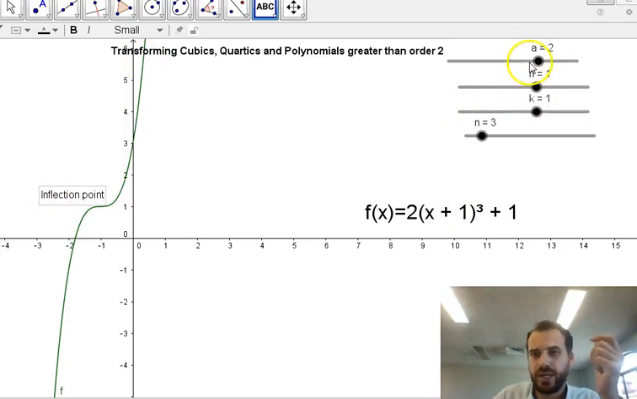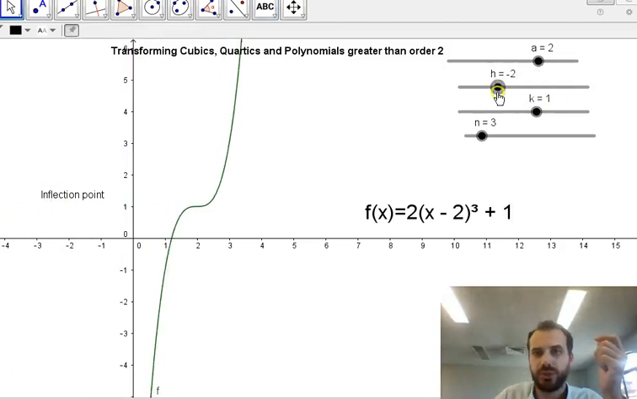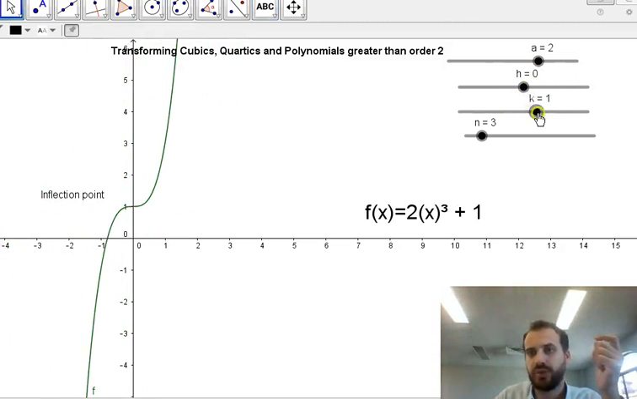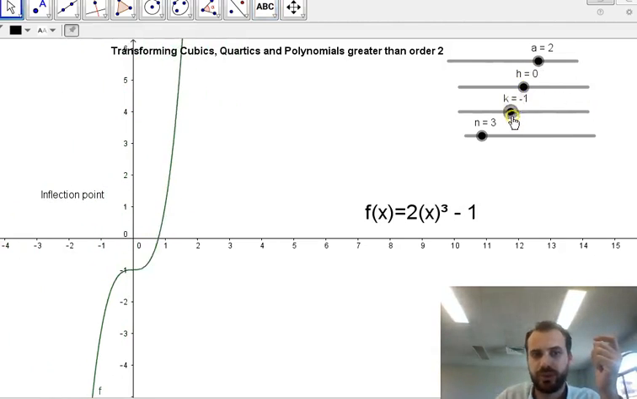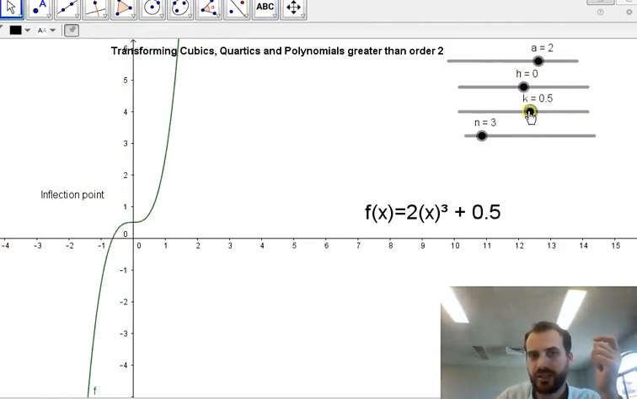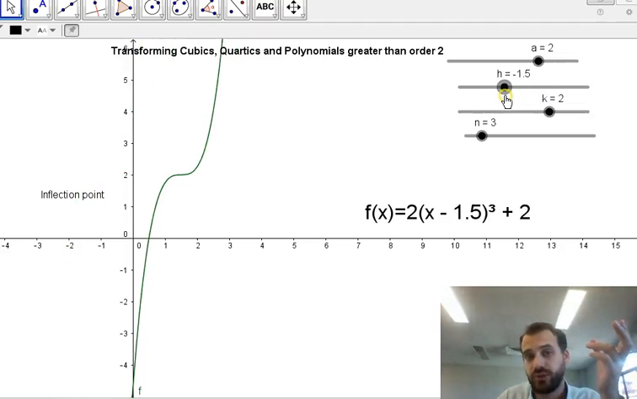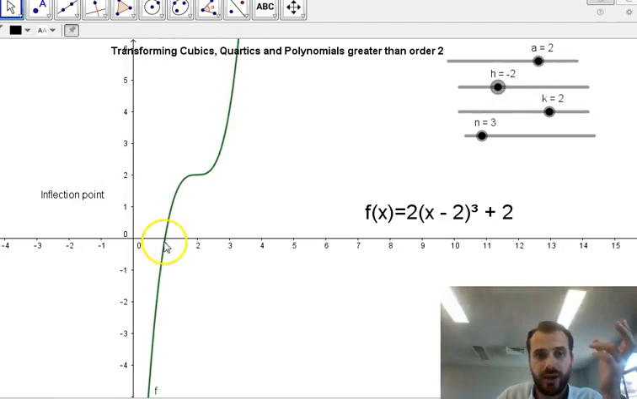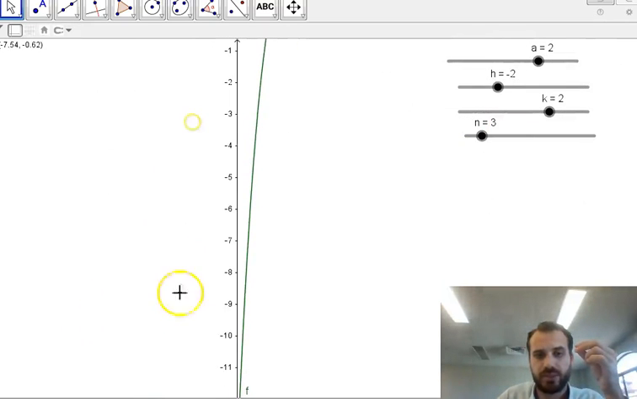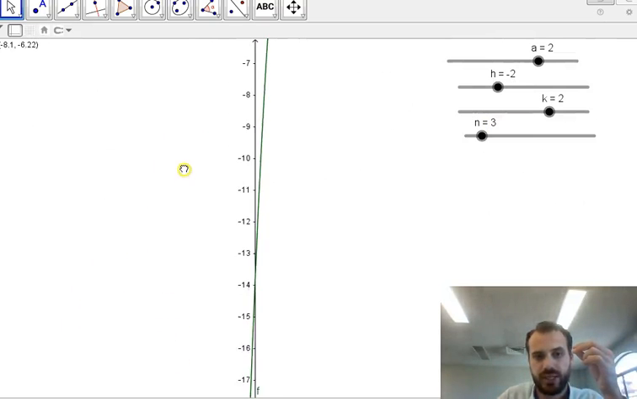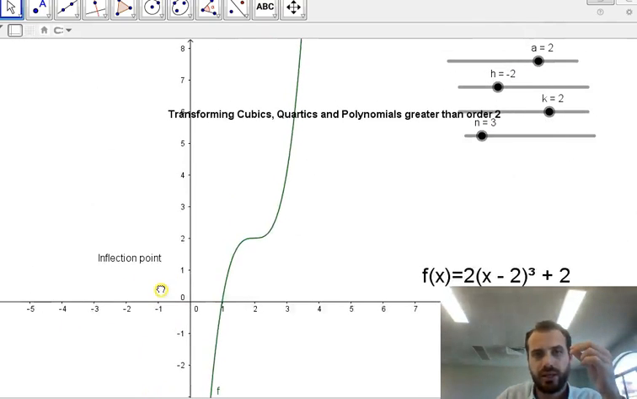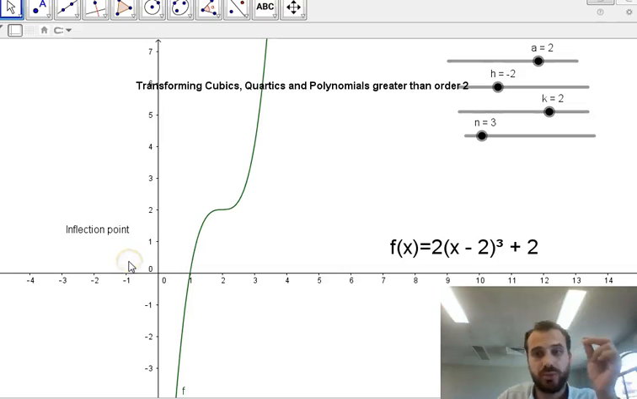If I move my h value, my inflection point will move. If I move the k value, the inflection point will move up and down. You can see that. So I can transform a cubic the same way that I can transform a quadratic. Now a cubic will have an x-intercept or a root or a 0. It'll also have a y-intercept. You can see there's a y-intercept. It's there somewhere, down here somewhere. Okay, so that's what a cubic looks like.